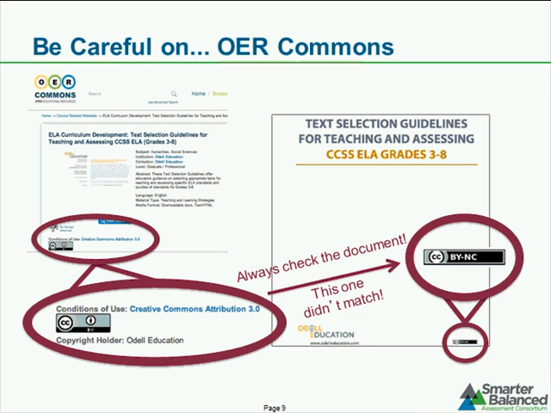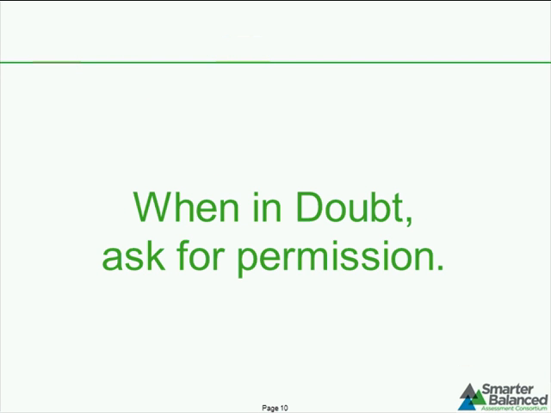Sometimes the website will have a different copyright license than the actual document from the website. So make sure to always check the document that you were pulling off. This example shows a Creative Commons attribution license on the website, but a Creative Commons non-commercial license on the document. That's all the way to the right, and you'll see it says BYNC. In that case, you will need a copyright clearance form for the document if you choose to use that. And always, when in doubt, ask for permission.